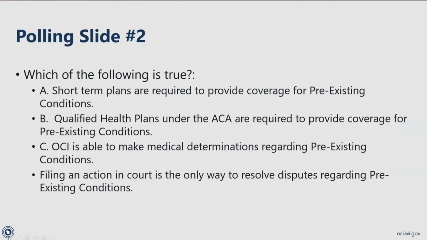That brings us to the next slide, which is the polling slide. Which of the following is true? A, short-term plans are required to provide coverage for pre-existing conditions. B, qualified health plans under the ACA are required to provide coverage for pre-existing conditions. C, OCI is able to make medical determinations regarding pre-existing conditions. Or D, filing an action in court is the only way to resolve disputes regarding pre-existing conditions.